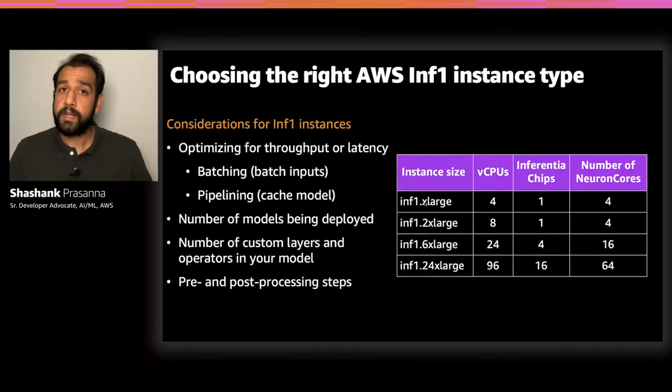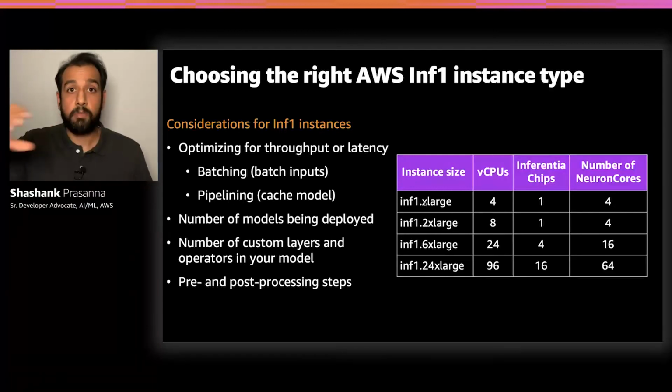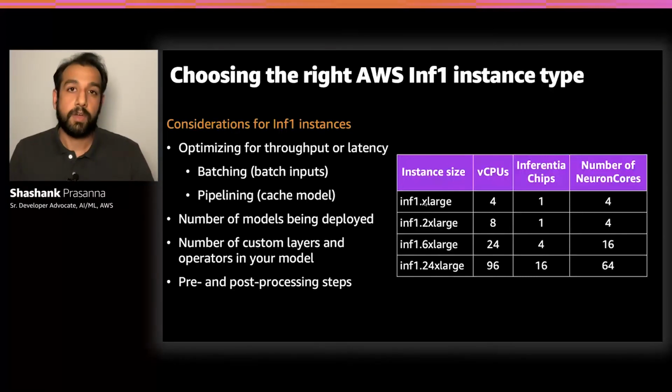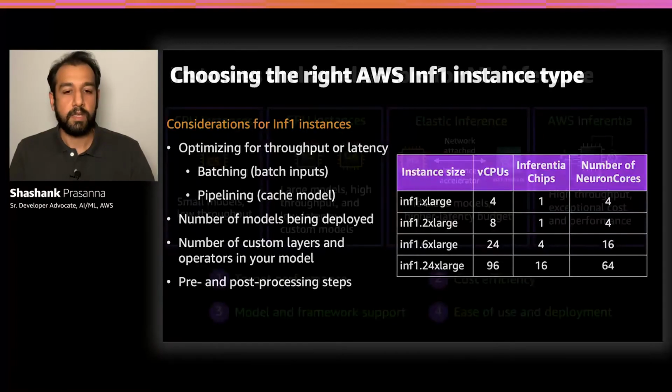If you want to optimize for latency, you want to get an instance type with more Inferentia chips, so you can spread out your model across multiple cores, so you can optimize it for latency rather than throughput. There are other things that you may take into consideration, such as whether you have custom layers or not. If you have a custom layer in your model, then it will fall back to CPU execution, so you want a more powerful CPU instance.